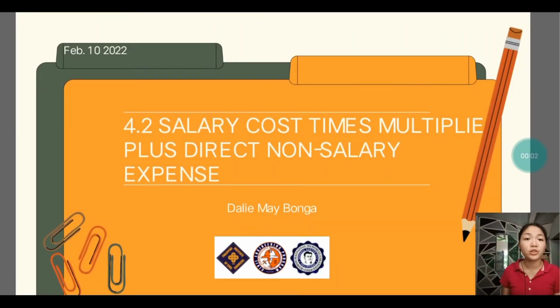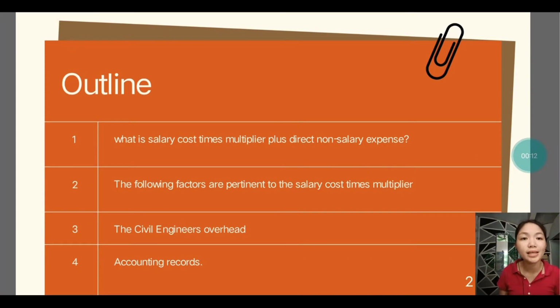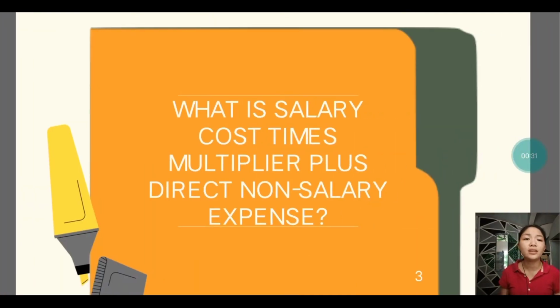So my report for today is salary cost times multiplier plus direct non-salary expenses. My outline is: what is salary cost times multiplier plus direct non-salary expenses? The following factors are pertinent to the salary cost times multiplier: the civil engineer's overhead and accounting records. So, what is salary cost times multiplier plus direct non-salary expenses?